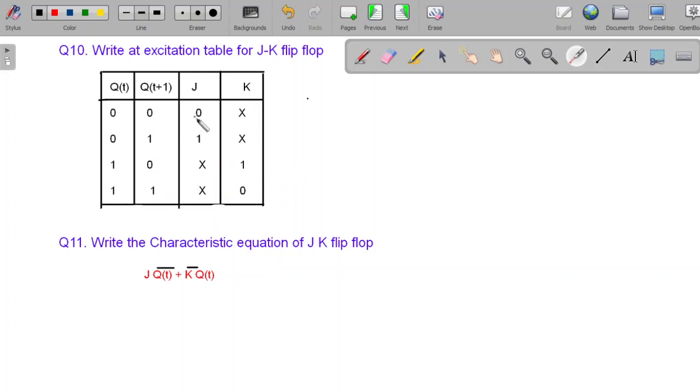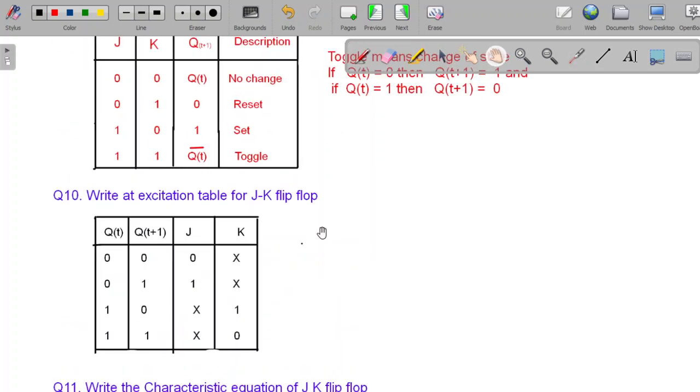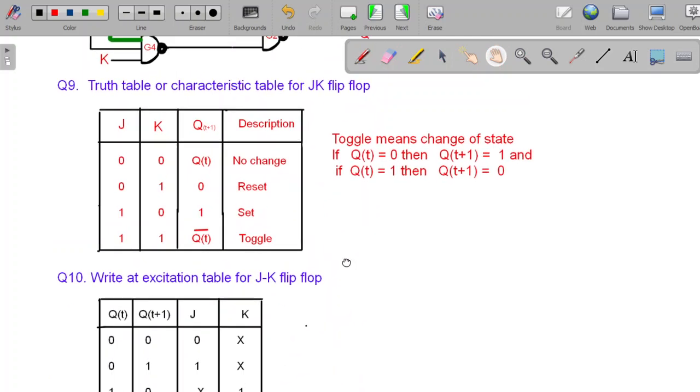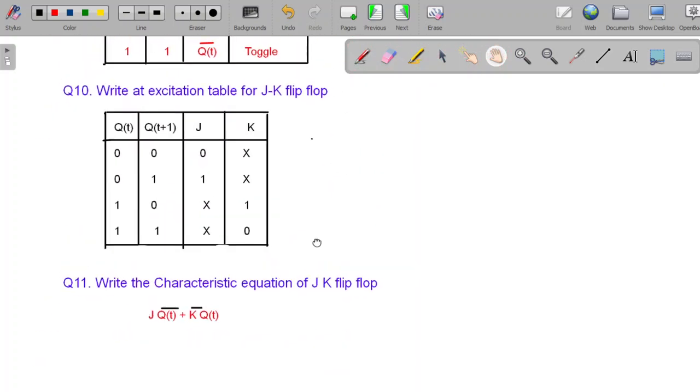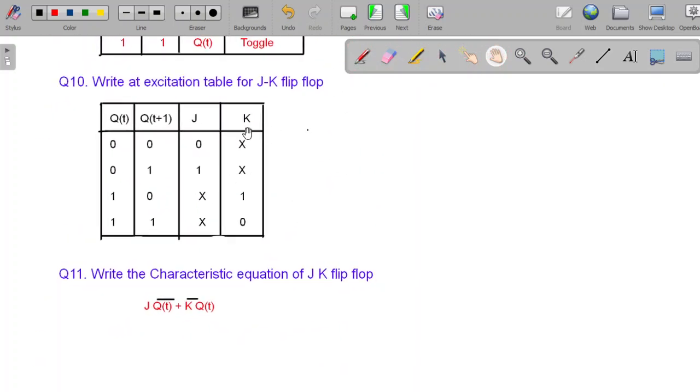The next one is: write the characteristic equation of JK flip-flop. The characteristic equation of JK flip-flop is J into Q of t bar plus K bar into Q of t. This is derived from the characteristic table that we have. In the next lecture I will tell you how the excitation table is derived and formed.